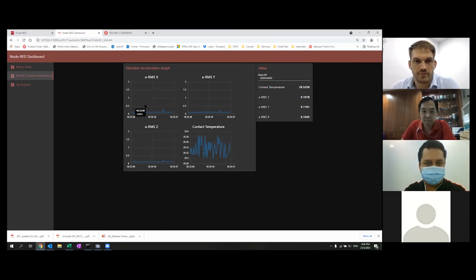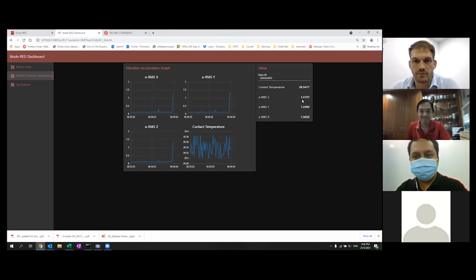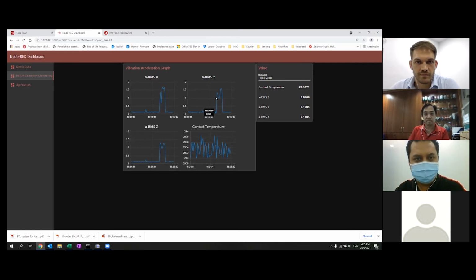So before, let me show you this when I try. So as you can see, now I'm getting all directions, okay, for X, Y, and Z. And if you notice for the Z direction, it stopped a little bit and then it started to increase back again, the vibration. And we got a higher peak also in the Y direction.